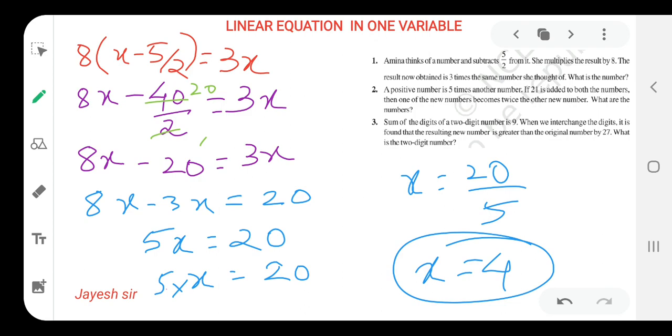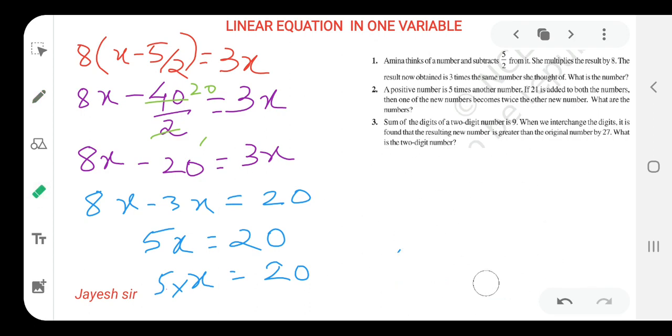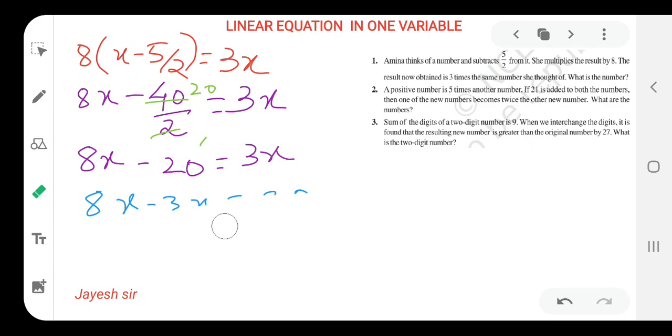I hope you all might be getting it, and that was the easiest sum, as we have done this type of sum in previous classes also. Yes friends, so let's begin with the second sum for the day. I hope you all have understood and the concept is clear over here. So let's begin with the second sum for the day, that is to be written over here. A positive number is 5 times another number.